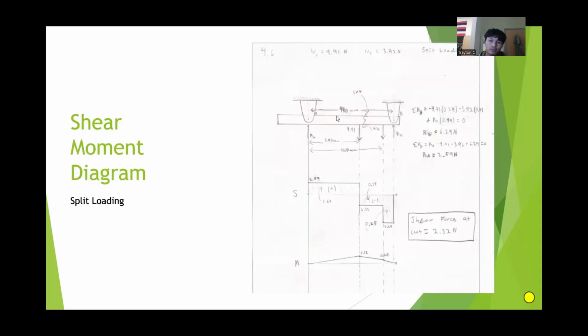So yeah, this is similar to the other one, but it's just split between the cut. The first weight is 4.91 newtons on the left side of the cut, and the second weight is 3.92 newtons on the right side. It does look similar to the last diagram, except the area near the cut is different. So the shear force at the cut is 2.3 newtons.